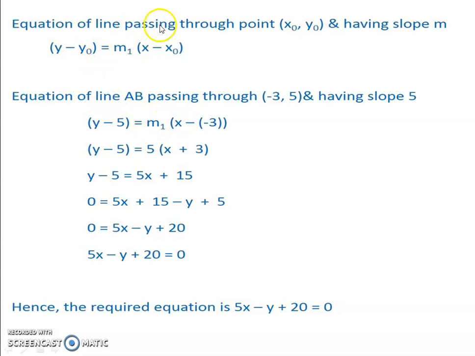Now the equation of a line passing through (x0, y0) and having slope m is y - y0 = m(x - x0). The equation of line AB passing through, suppose, (-3, 5) and having slope 5: we have y - y0 = m(x - x0). We have slope 5, and x1 is -3, y1 is 5. So y - 5 = 5(x + 3), that is 5x + 15. Y - 5 remains the same. 5x, y goes to this side: -y, and -5 plus 5 becomes 15 plus 5, 20. So 5x - y + 20 = 0.